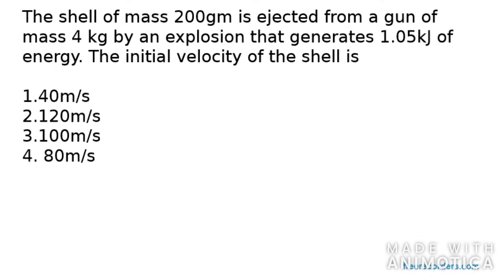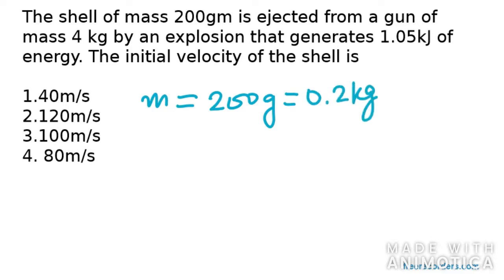Next question says, a shell of mass 200 gram is ejected from a gun of mass 4 kg by an explosion that generates 1.05 kilojoule of energy. What is the initial velocity of the shell? So we need to find the initial velocity of the shell. Let's take small m as the mass of the shell, so it will be 200 gram, and I will convert this into kg, so it will be 0.2 kg. Bigger M as the mass of the gun, so it will be 4 kg.